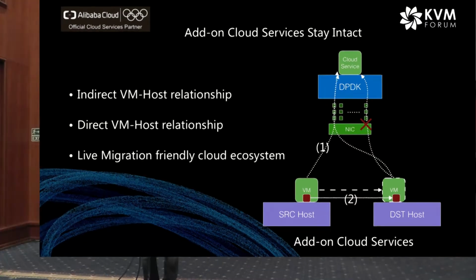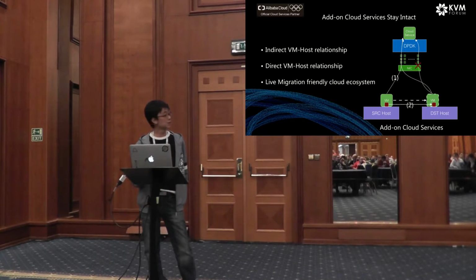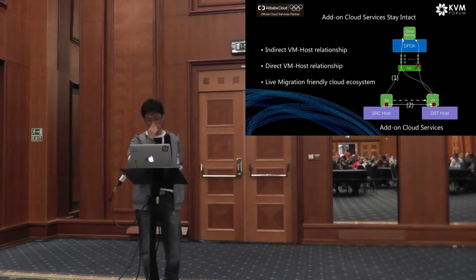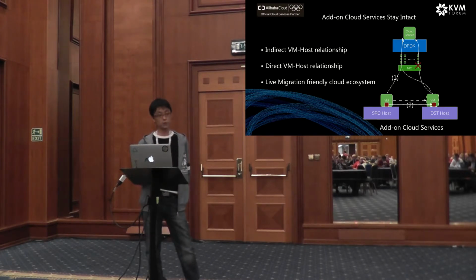As we can see from the previous picture, what we require is that live migration should be friendly to the cloud services, which means that the cloud services should stay intact when we're doing the live migration. And when there is an exception, there are usually two reasons. The first one is the indirect VM host relationship, which means that the client cloud services have some information stored on the source host. So when we're doing the migration, all this information should be migrated as memory from the source host to the destination.